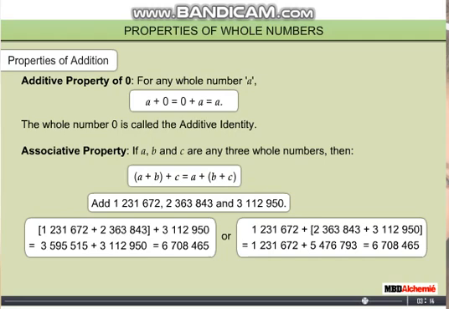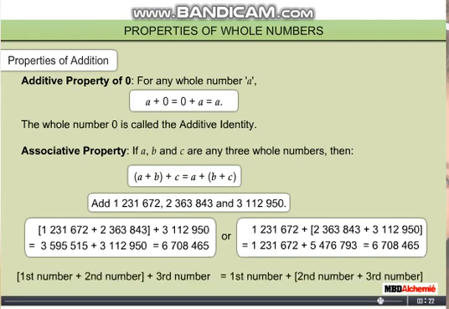So we can change the grouping of the three numbers when finding their sum. This means first number plus second number plus third number is equal to second number plus third number plus first number.